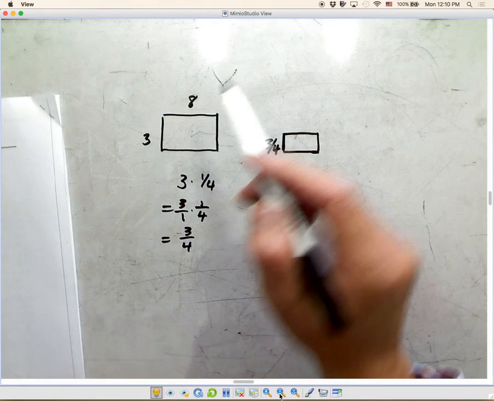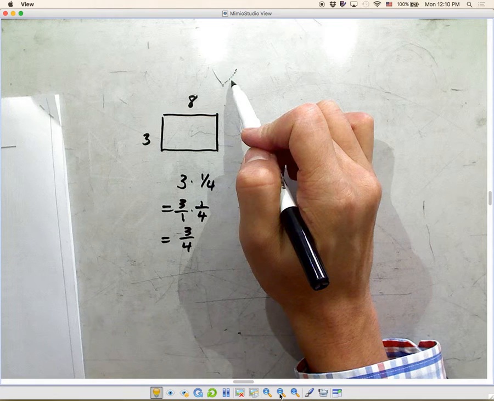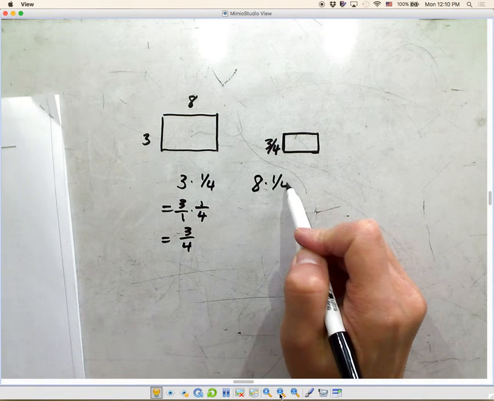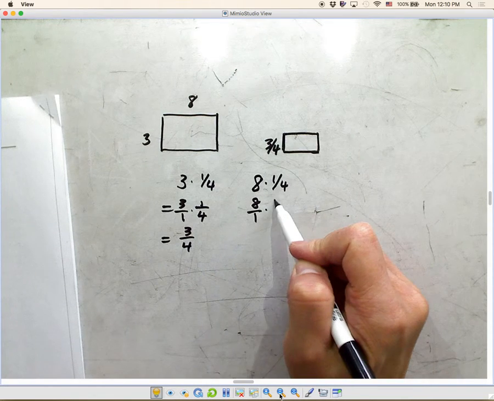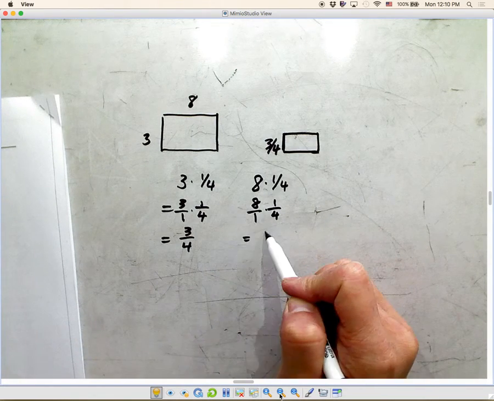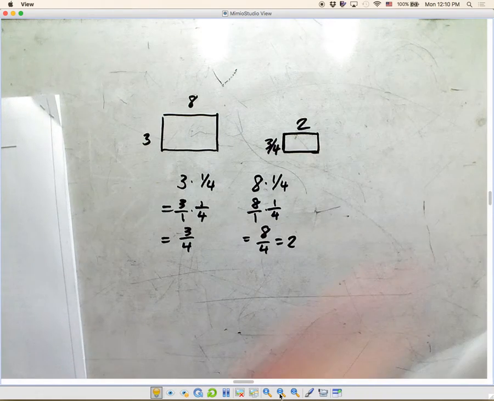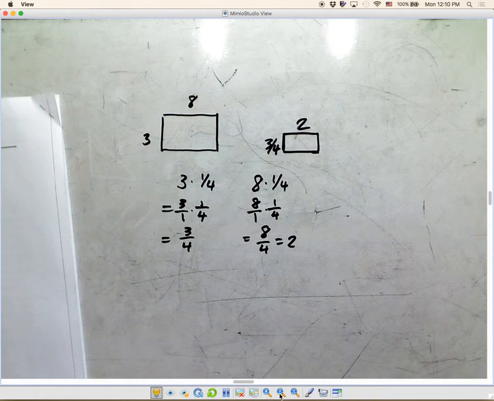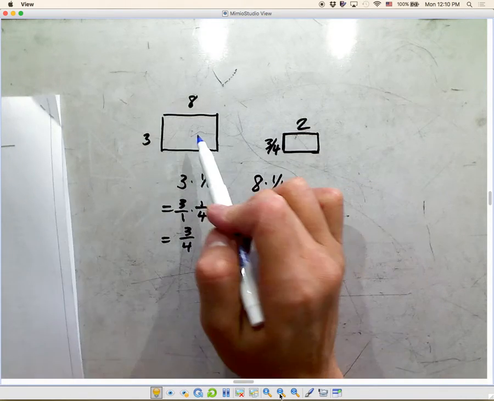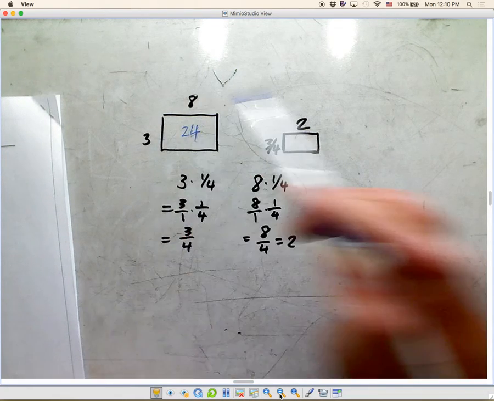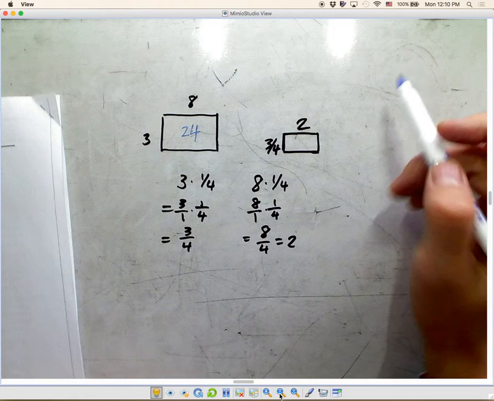8 times 1/4 will be 8/1 times 1/4, which is 8/4, which is 2. Okay, this is not the end, because the problem says compare the area. So we have to find the area here. So the area of this rectangle is pretty easy. That's 24, right? Because 3 times 8.